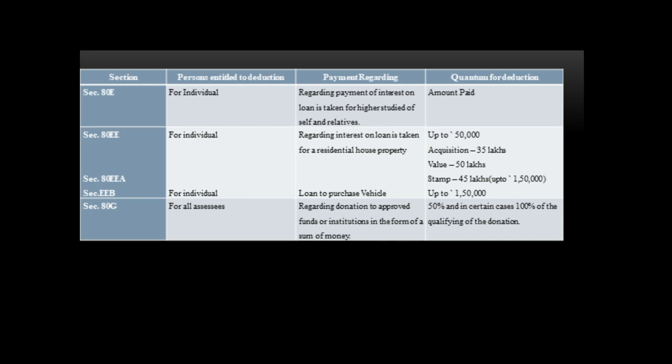Next one, with limit is allowed with 100% qualifying amount for promotion of family planning by the government. It can be either a local authority or an institution on behalf of the central government. Steps taken for promotion of family planning are eligible for with limit 100%, and some amounts paid towards the Indian Olympic Association for development of sports or infrastructure in India are a qualifying amount for with limit 100%.